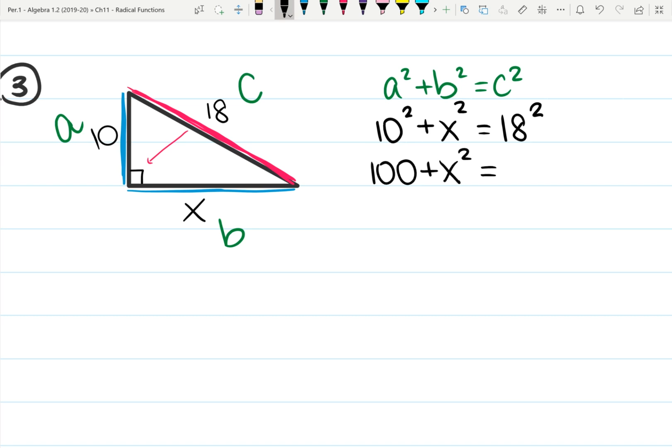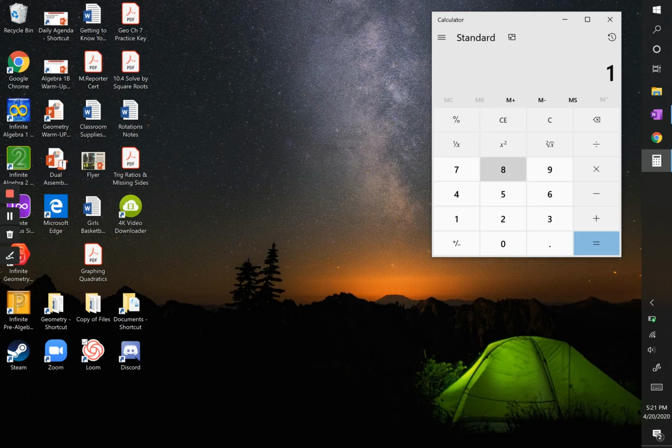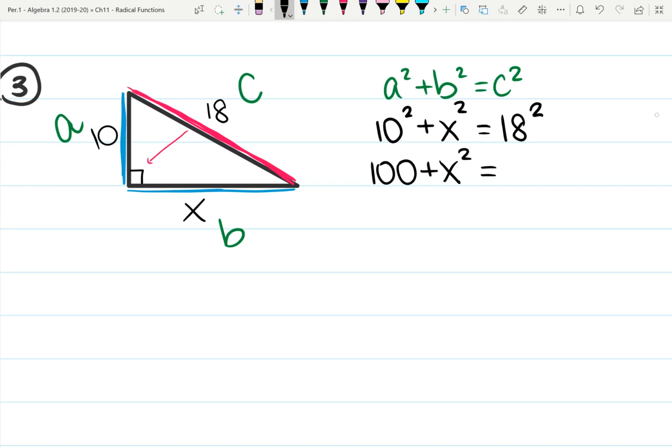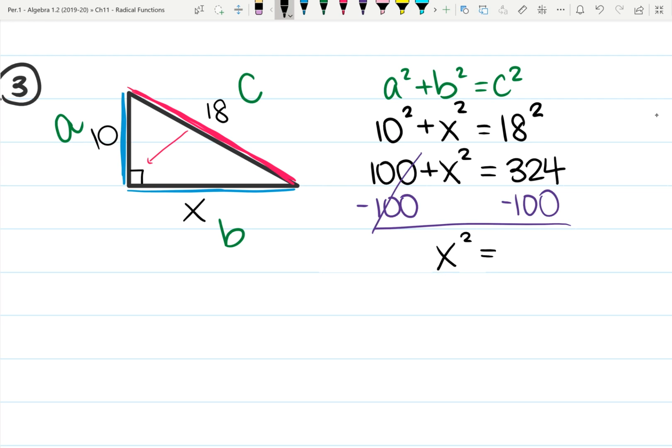I'm going to go to my calculator. So let me go to my calculator. Let me clear. So 18 times 18, or 18 squared, 324. Okay, so I'm going to go back to my work. 18 squared is 324. All right, let's continue to solve for x. I can subtract 100 to the other side, because again, my goal is to get x by itself. So this is 100, so I'm going to subtract 100. I'm left with x squared is equal to 224.